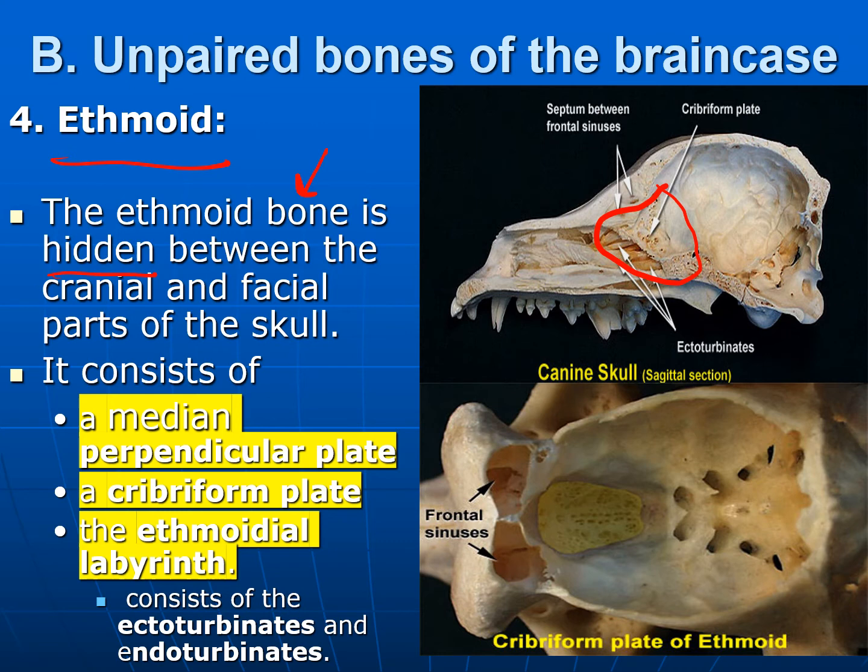We have the median perpendicular plate, which helps in the formation of the nasal septum. We have the cribriform plate, this one here, which has all of these perforations. Also this one here is called the cribriform plate. And finally, we have the concha found at this area here. Sometimes they call it the middle concha, or the ethmoid concha.